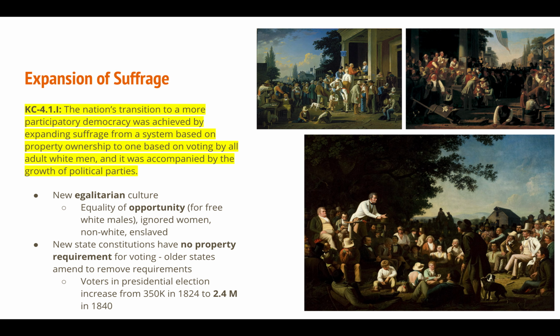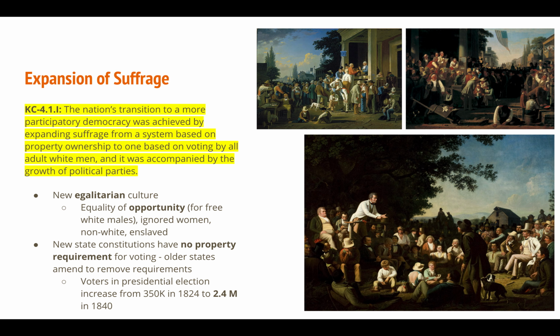To show you how much this changed over time, there were 350,000 votes in the presidential election in 1824, to 1840, where there are 2.4 million votes.